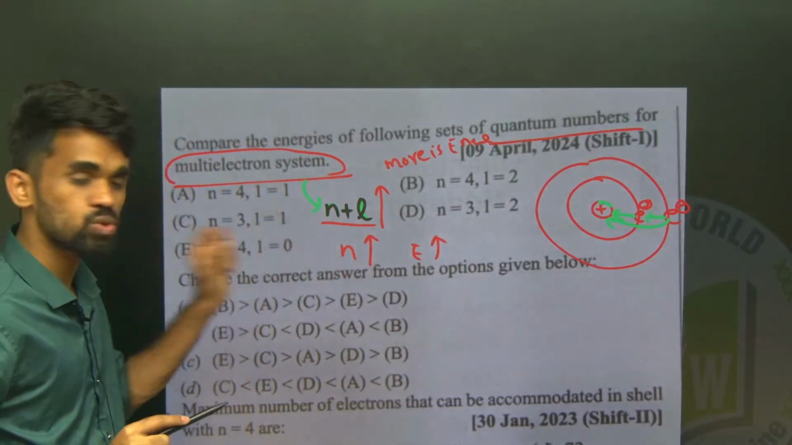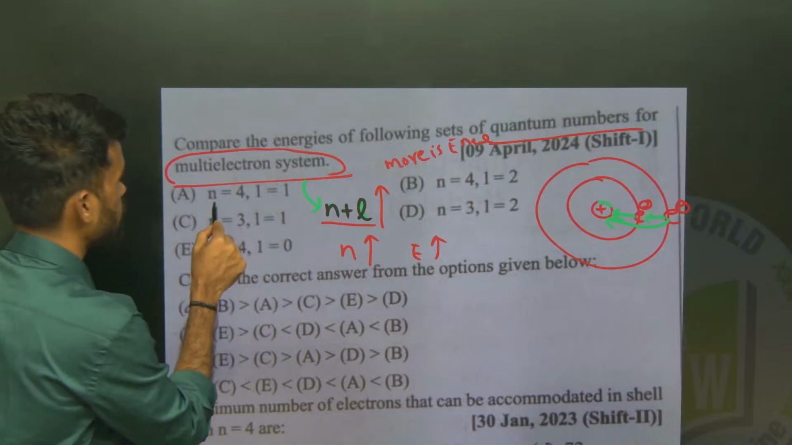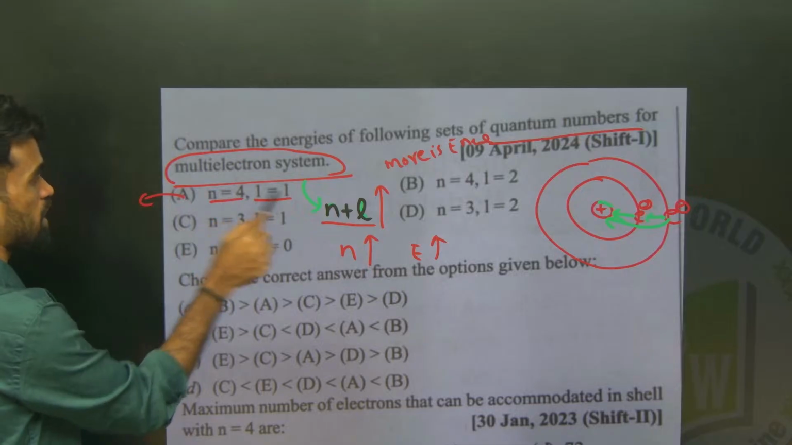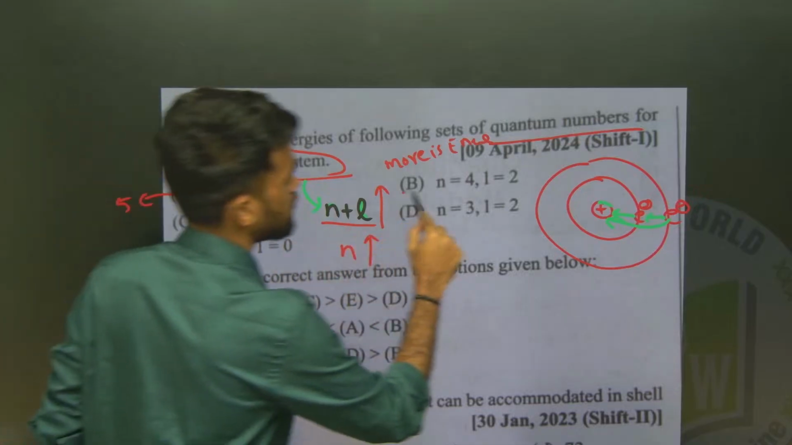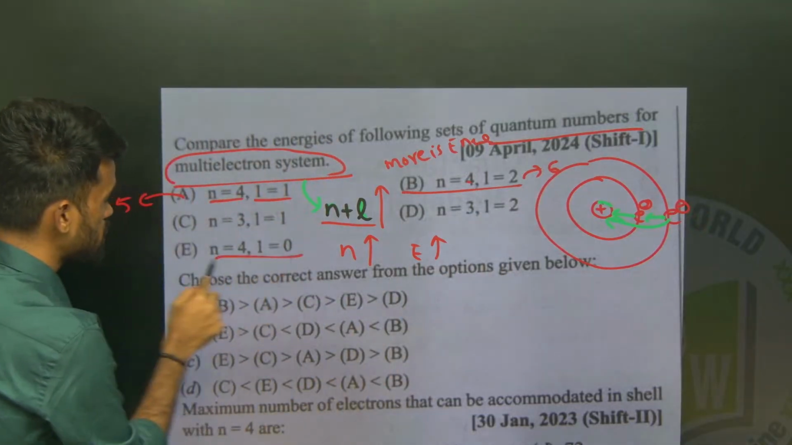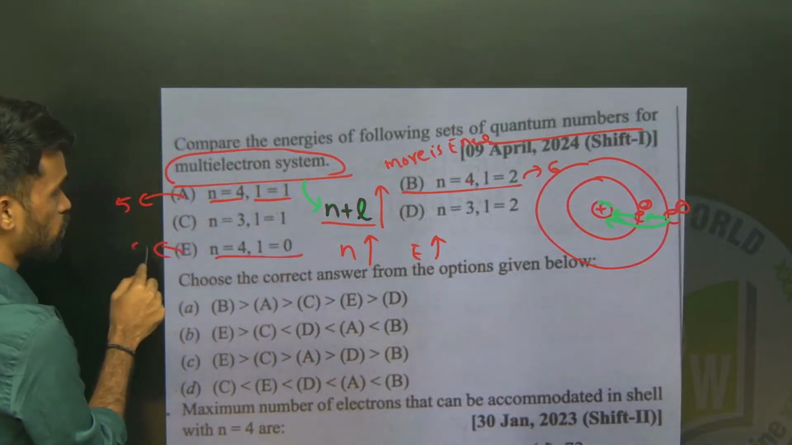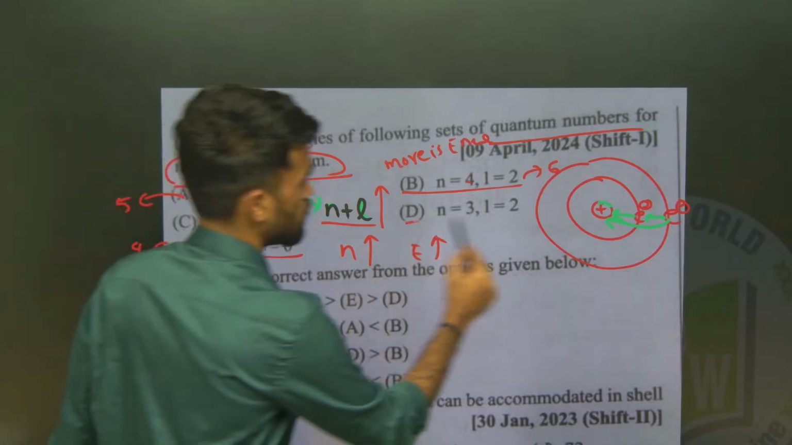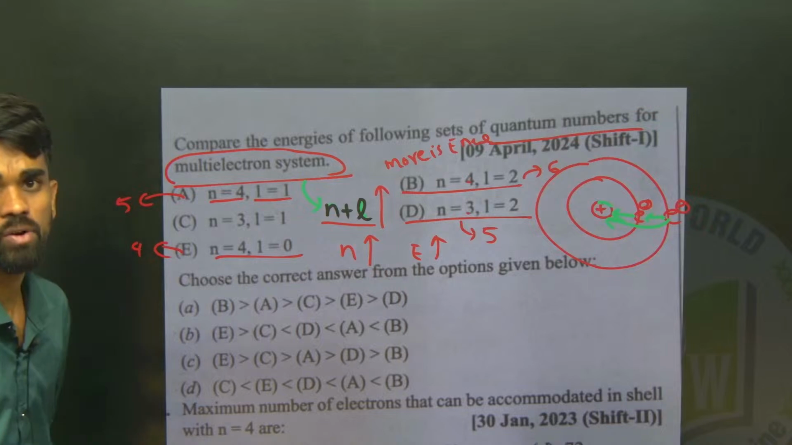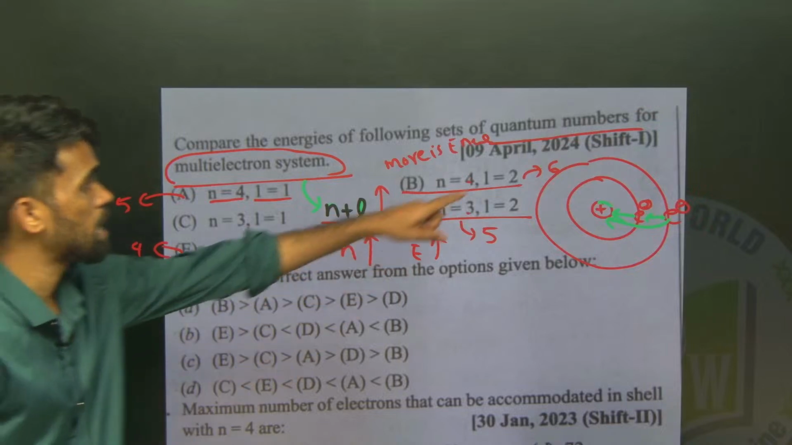Now based on these two statements, here the n value is given 4 and the l value is 1. So total n plus l value is 4 plus 1, 5 for this, and for this n plus l value is 4 plus 2, 6. And what about this? The n plus l value is 4 only, 4 plus 0 means 4. Here 3 plus 2, 5. Based on this, where do we have the highest n plus l value? For B.